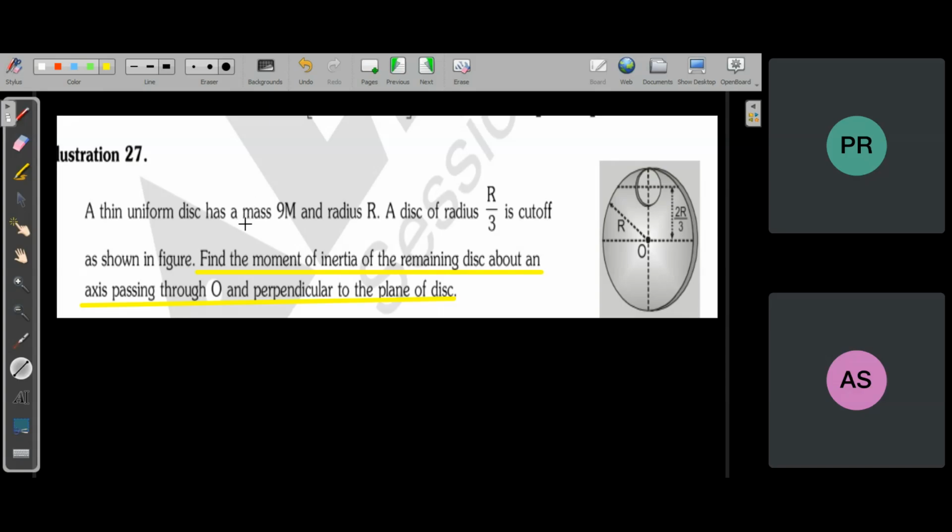So you have to find the moment of inertia of the remaining disk. What you will do is find the moment of inertia of the whole disk, and then subtract the moment of inertia of the removed part, both about this axis. Do it.